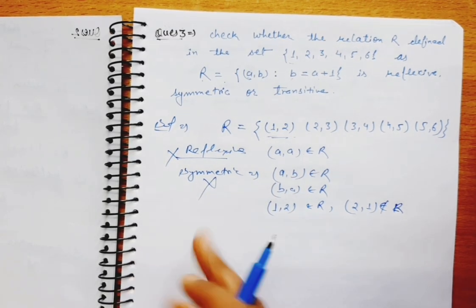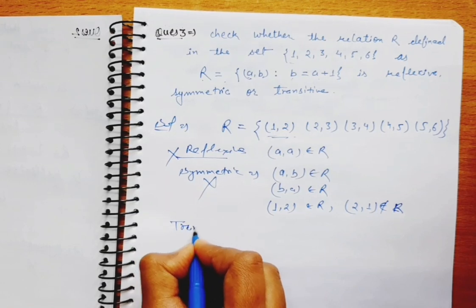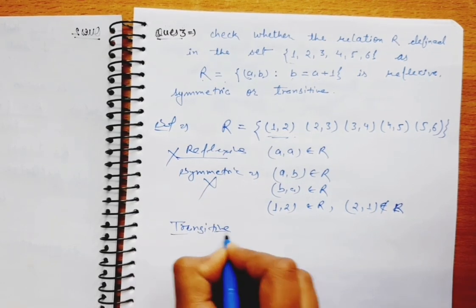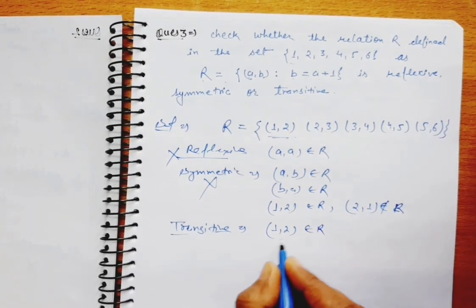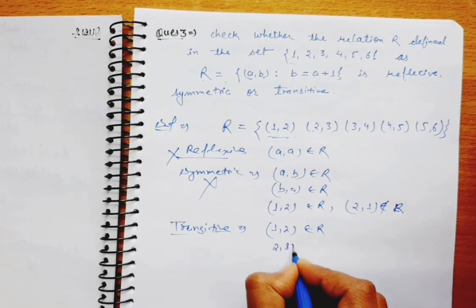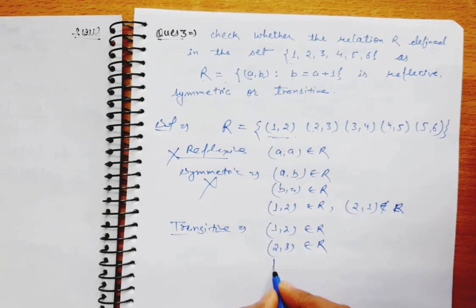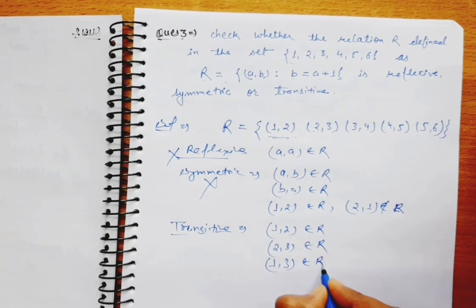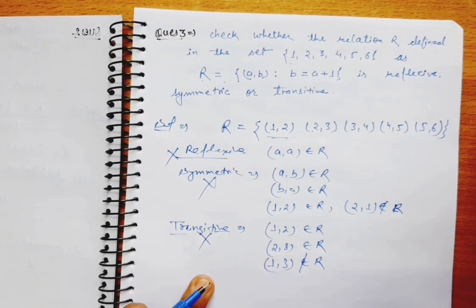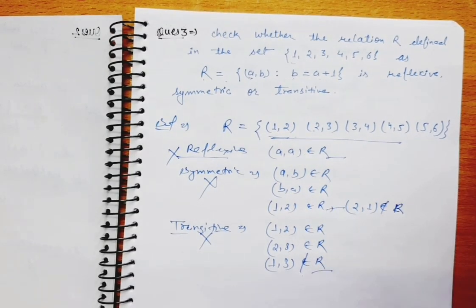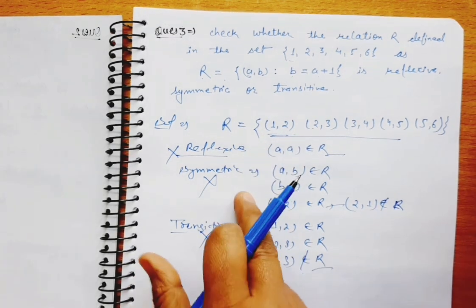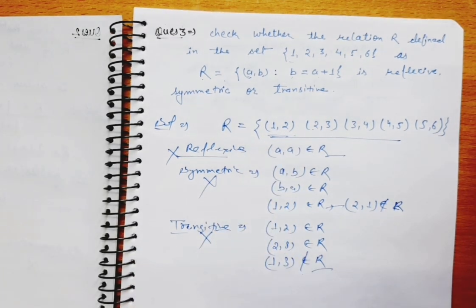The third thing is transitivity. For transitive relation, we check that 1 comma 2 belongs to R, then 2 comma 3 also belongs to R, but 1 comma 3 does not belong to R. So hence it is not transitive also. This is a simple question. We can make the relation and then directly check whether it is reflexive, symmetric or transitive. Hence this relation is not reflexive, not symmetric and not transitive.